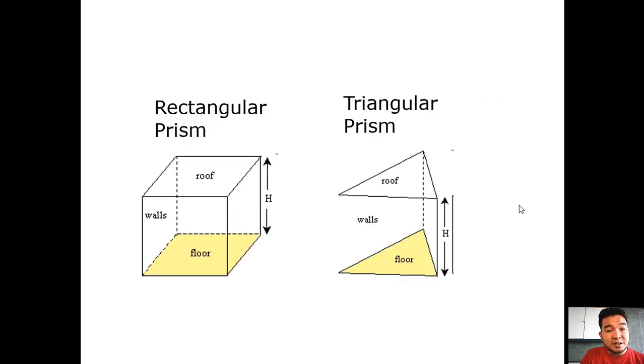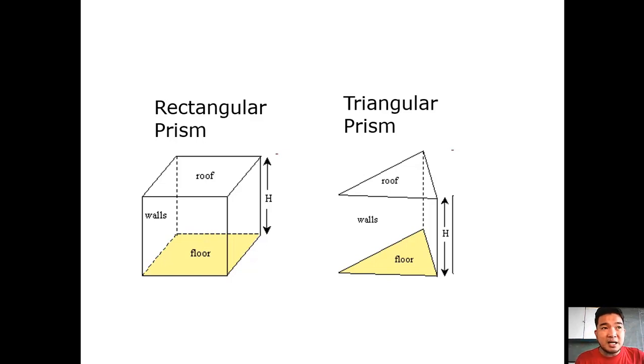Okay. So, rectangular prism, this is an example of a rectangular prism. Halimbawa ay bahay siya, no? So, we have the floor and the roof. These are the bases, no? The floor and the roof. Meaning, yung floor at saka yung roof ay magkamukha. Okay? And then, the walls. So, yun yung kanyang mga lateral surfaces. Pag sinabi nating lateral surfaces, ito yung surfaces na hindi kasama yung mga bases.